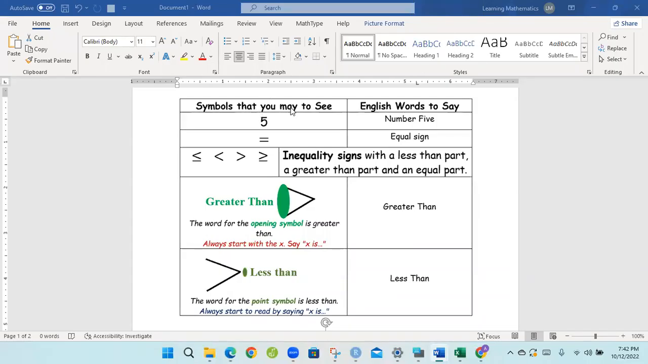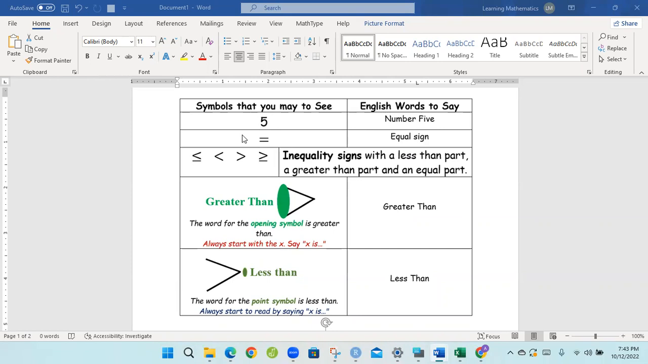Symbols that you may see. So if you see the symbol 5, you say the English word for it, which is number 5. If you see two parallel lines equal in length, what do you say? Equal. So when you see this, you say 5. When you see this, you say equal.